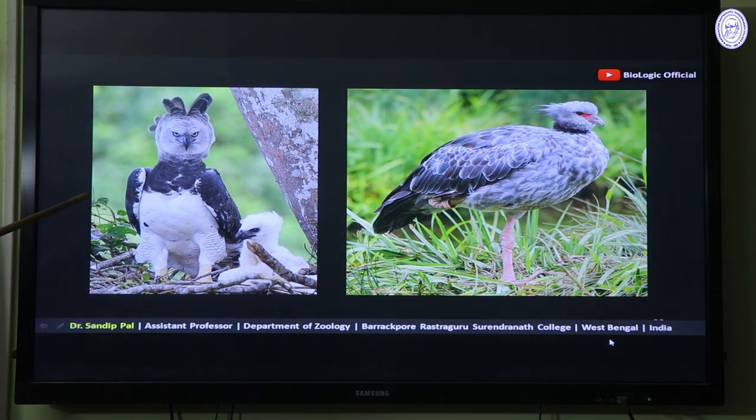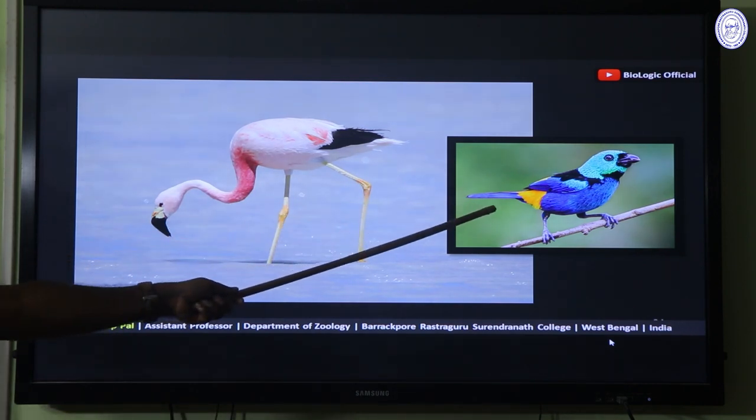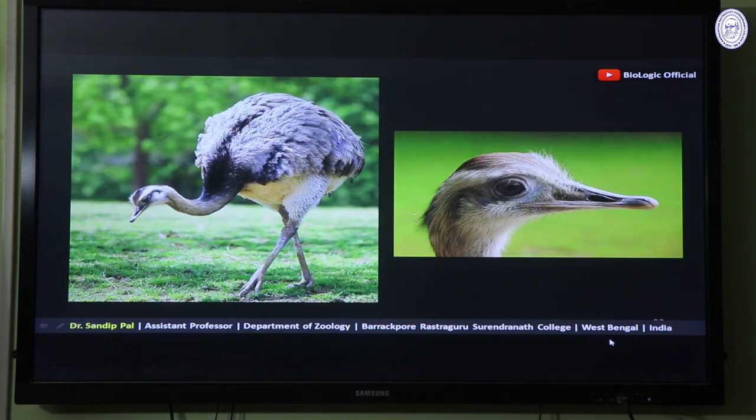This bird of prey is called harpy eagle, and this one screamer. Andean flamingo, seven colored tanager. And this is the flightless bird, rhea. In South America, only one flightless bird can be found, which is rhea.